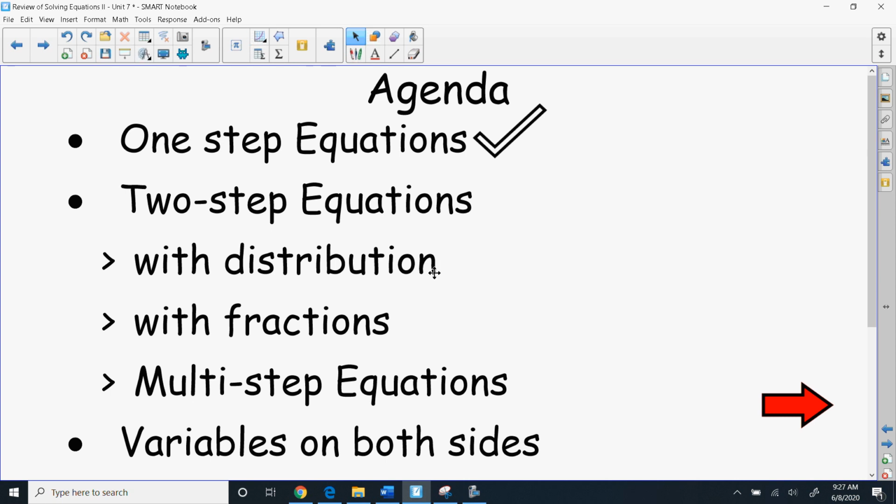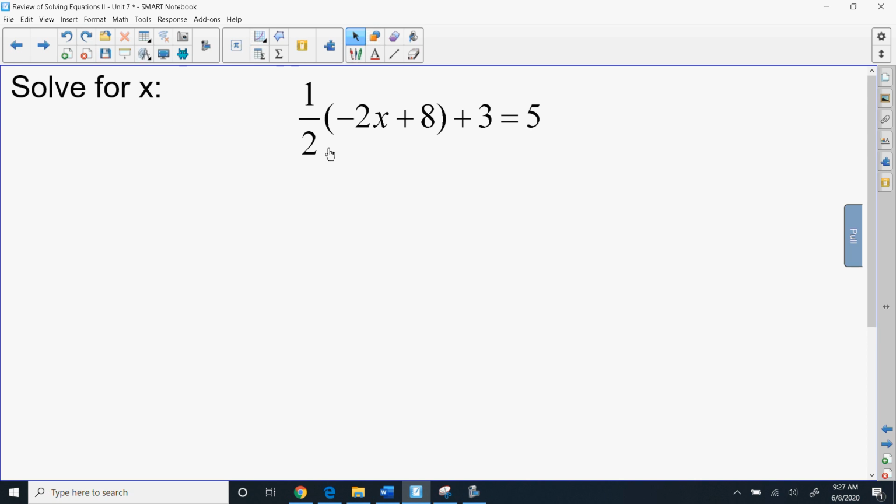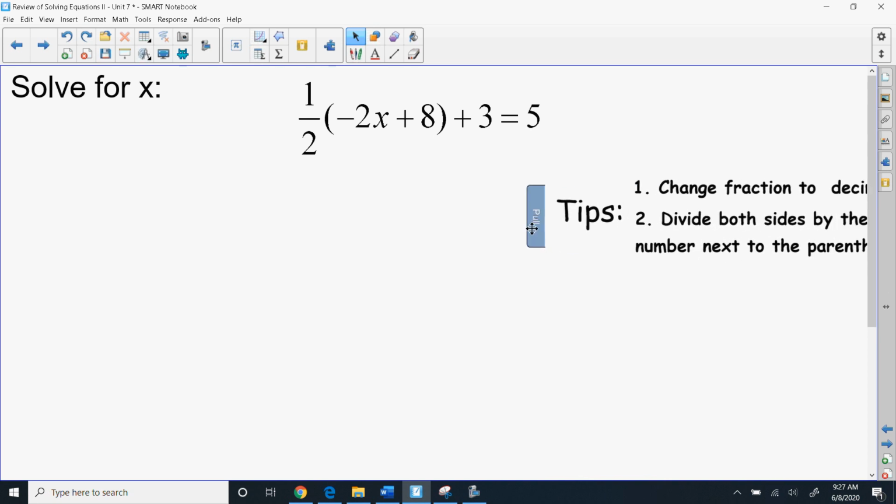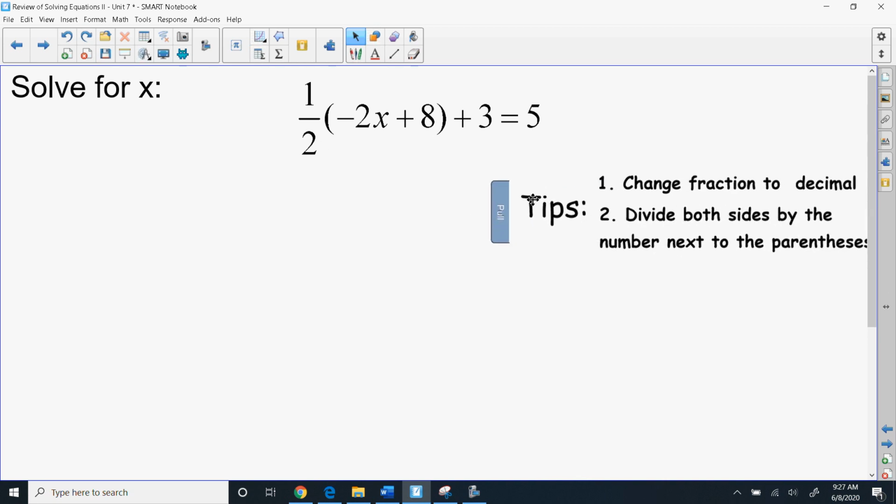Let's get into the two-step with fractions, with distribution and multiple steps. So this would be that type of question. Here's your fraction, solve for x: 1/2, parenthesis, negative 2x plus 8, parenthesis, and then there's an extra plus 3 there. That's going to be an additional step, equals 5. So let's see, do we have any tips? Yes. To deal with fractions, here's my first tip. Don't deal with them. Change them to decimals.